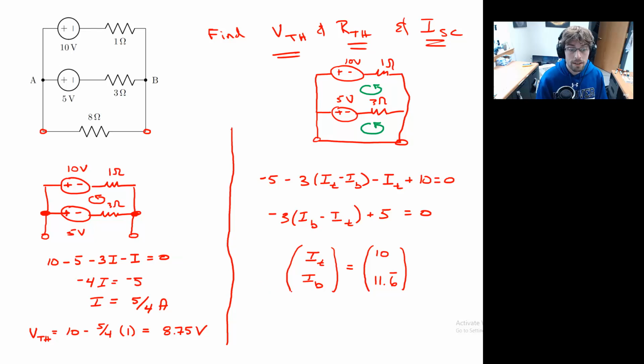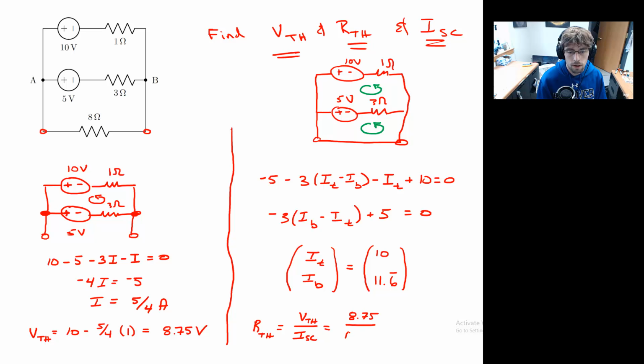Keep in mind, this bottom current is the short circuit current. The current flowing through this bottom mesh is the short circuit current that I'm looking for. So I claim that you should be able to get the Thevenin resistance, that is the resistance of this top portion, by taking the ratio of the Thevenin potential divided by the short circuit current. Well, let's check it.